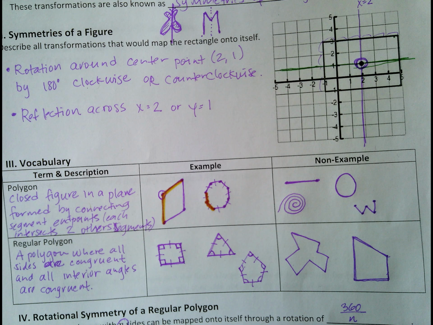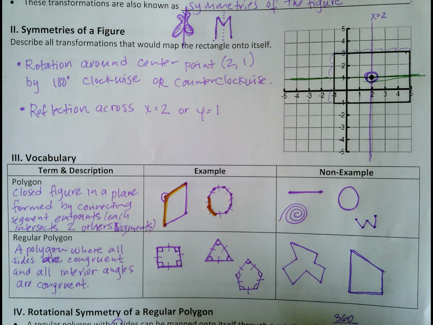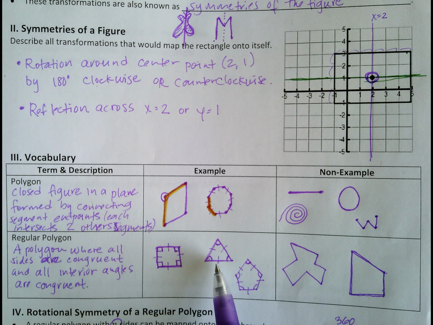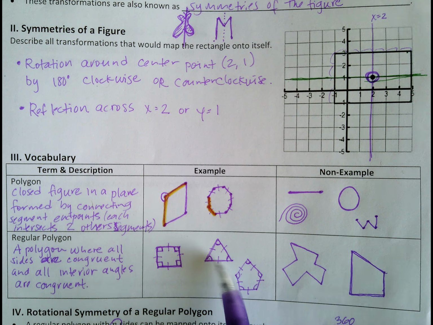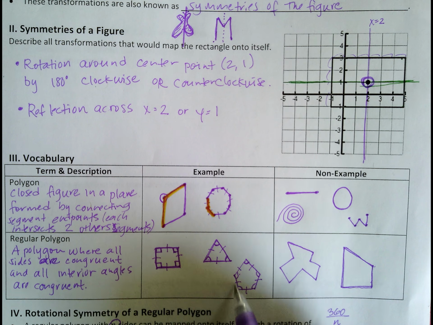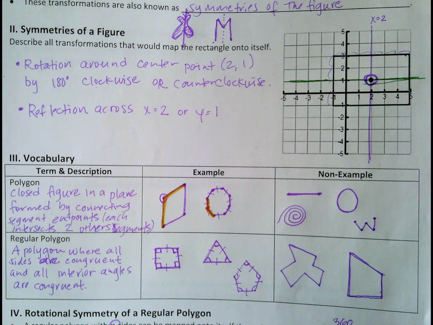A regular polygon is one where all the sides are congruent and all the interior angles are congruent. So I gave an example of a square. All sides are congruent, all interior angles are congruent, 90 degrees. An equilateral triangle, all sides are congruent, all interior angles are congruent, 60 degrees. And a pentagon, all sides are congruent, and all interior angles are congruent.